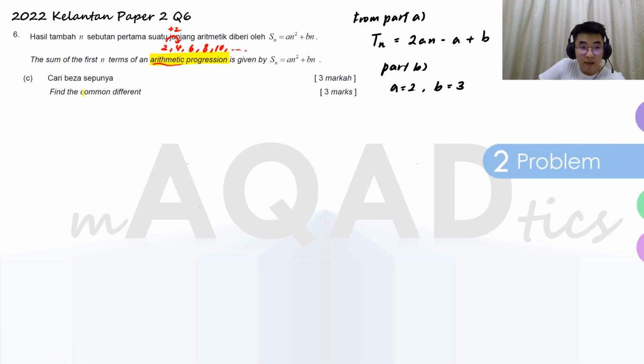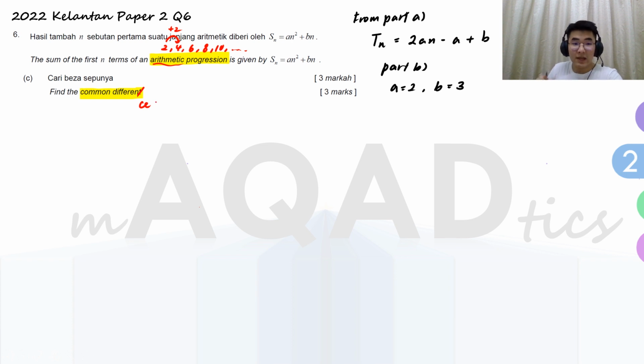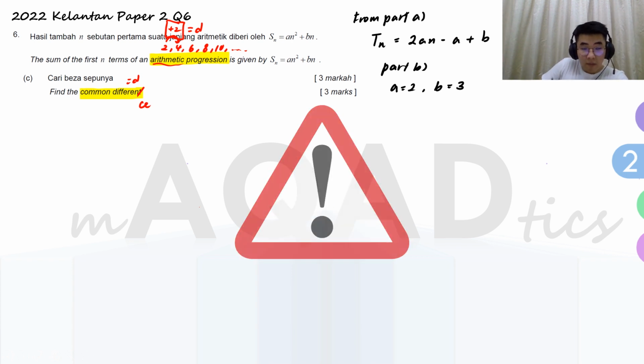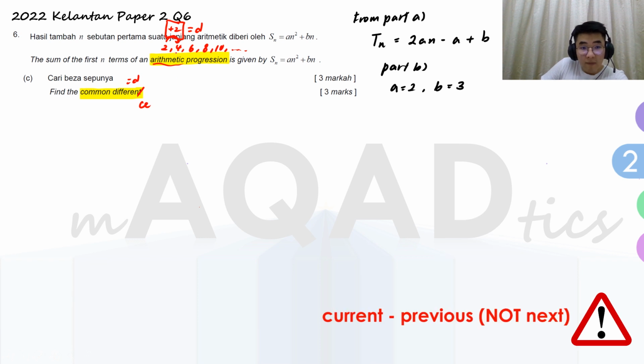And for part C, we need to find the common difference. There's a bit of a spelling error here. This should be RENCE instead of T. This common difference is actually our D, and from the example given just now, this plus 2 is actually D. So it's the difference between one of the terms and its next term. Here it will be 4 minus 2. So remember, for D, always make sure the value that we select, we minus the previous value, not the next one. Okay?